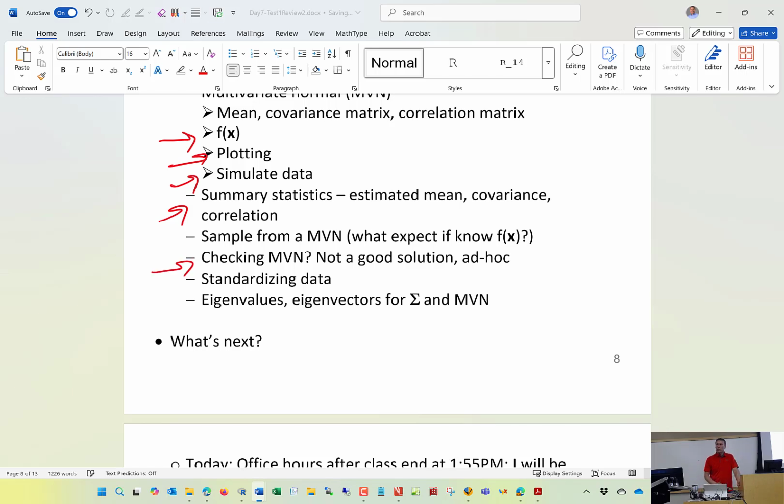How would you check multivariate normal? Well, unfortunately, there's not a good way to do it, but we have some ad hoc ways to try to do it. We just got done talking about standardized data, and then hopefully we will get to the eigenvalues and eigenvectors. Okay, so that's all I have to say specifically about the test. Are there any questions?